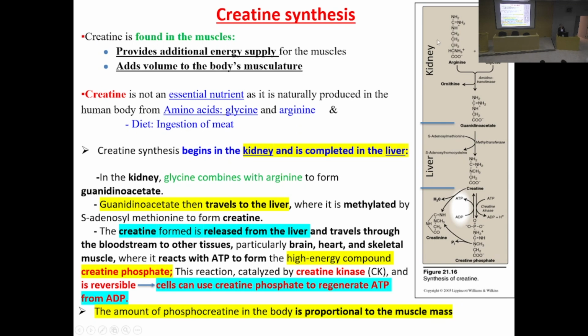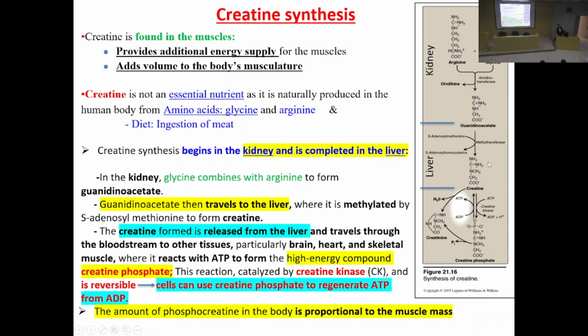So as we said, the body can synthesize creatine by itself starting from two amino acids, arginine and glycine. These two amino acids combine in the kidney, because the first steps occur in the kidney, and give us a compound called guanidoacetate. This guanidoacetate travels to the liver. This is the second organ where creatine synthesis occurs, and where it will be methylated. And the donor of the methyl group, you know, is SAM, S-adenosyl methionine. And it will synthesize what we call creatine, all right?